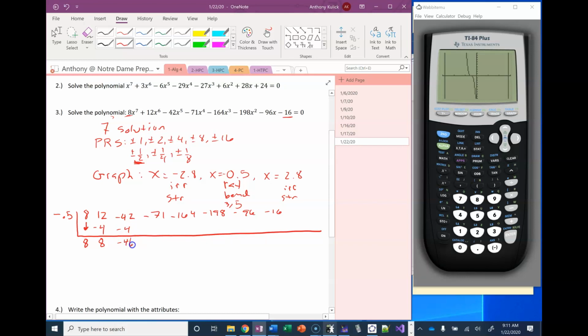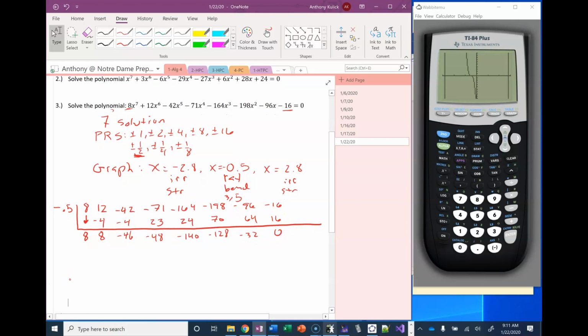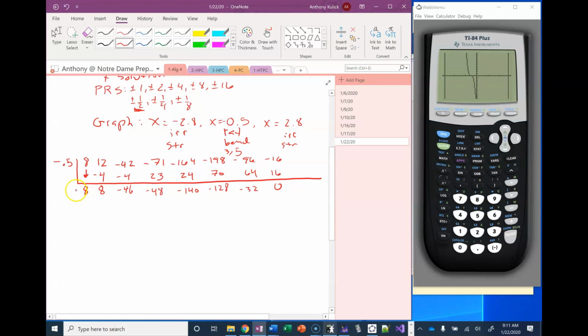So that's negative 46. That gives me positive 23. So that's going to give me negative 48. Half of that is positive 24. So that's negative 140. So that's going to give me positive 70. It's going to give me negative 128. Half of that is 64. That gives me negative 32. Half of that is 16. That gives me a remainder of 0, which is what I was supposed to get.